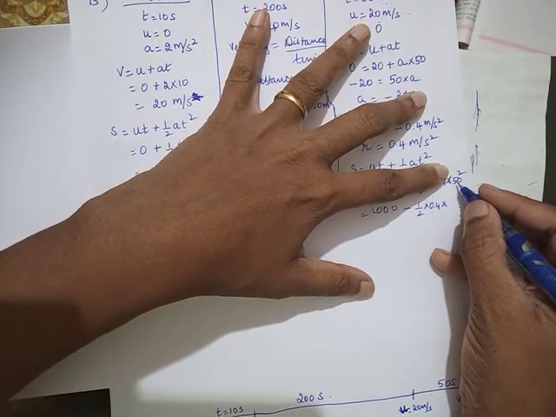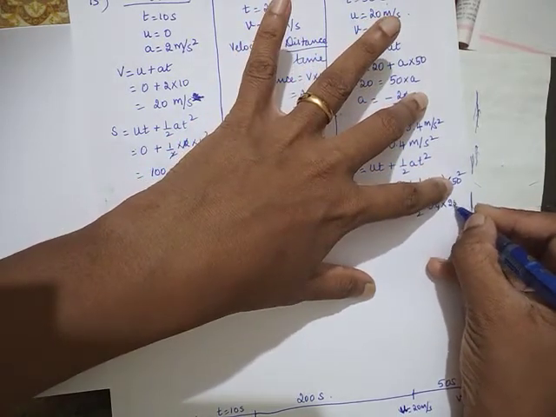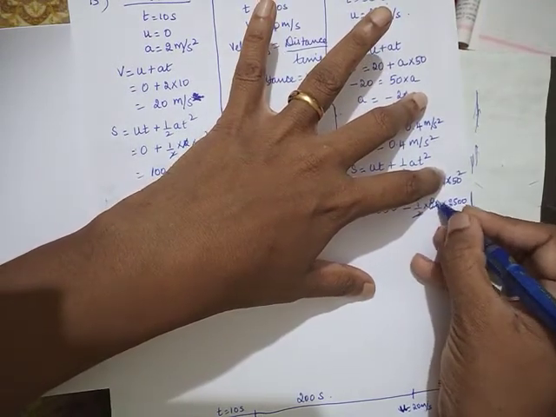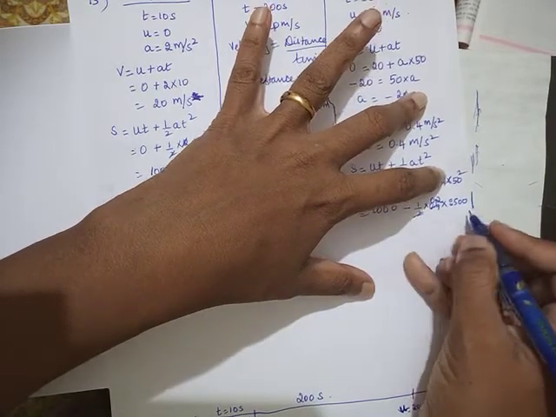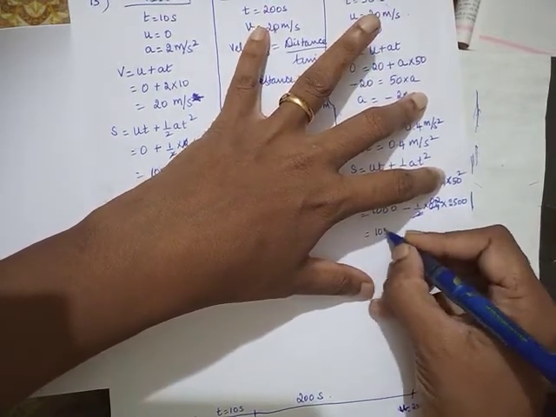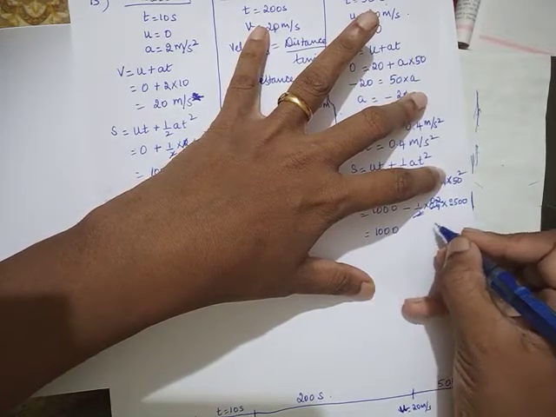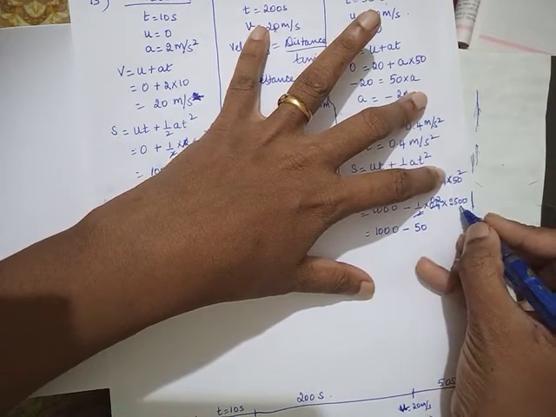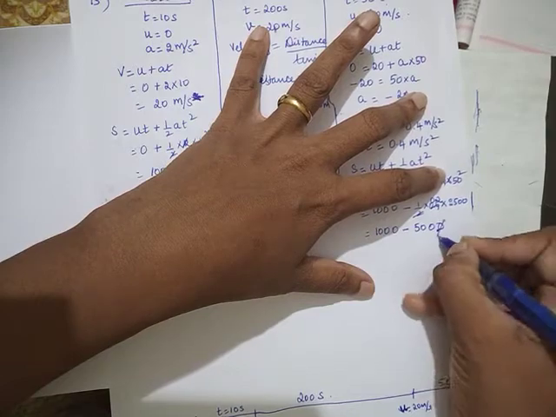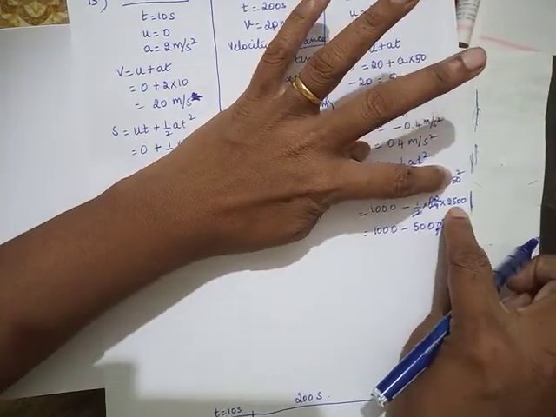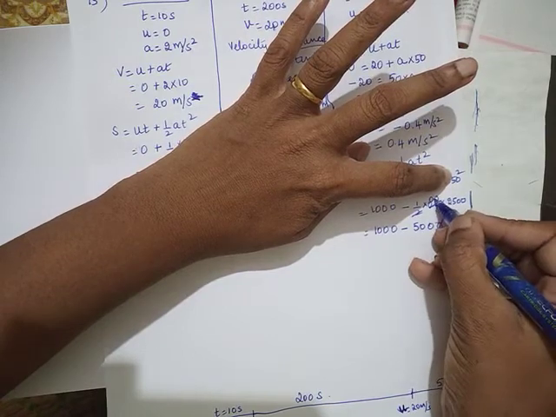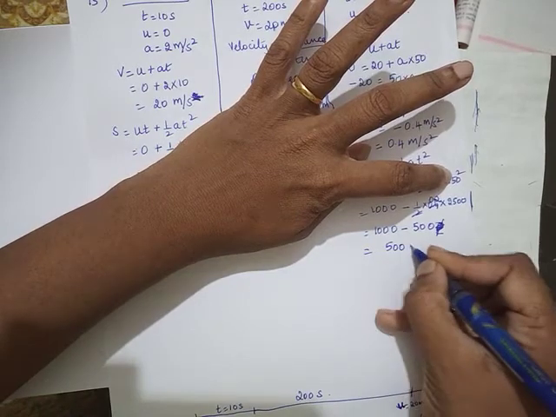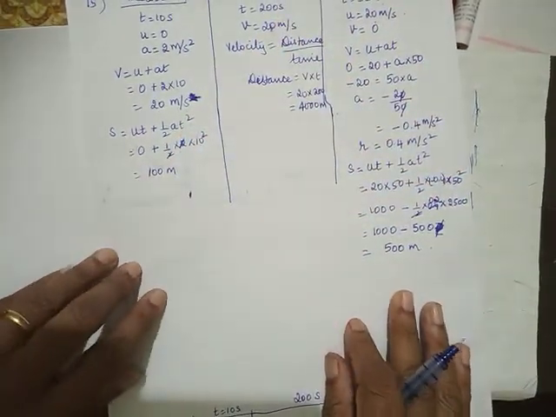50 square is 2500. If I cut, half into 0.4 will be 0.2. So 0.2 into 2500 will be 500. So 1000 minus 500, it will be 500 meter. Is it clear? So that is the distance traveled.